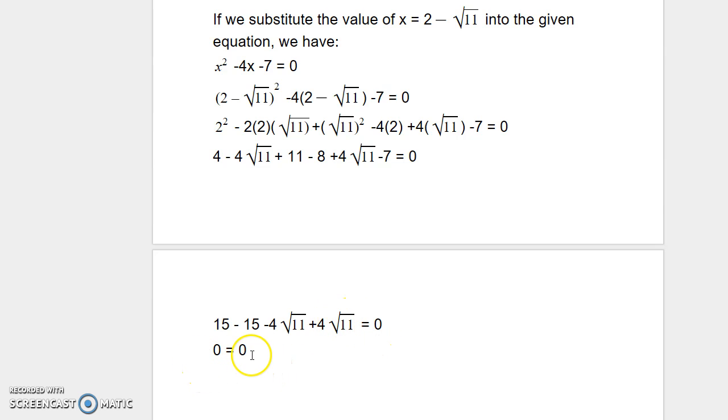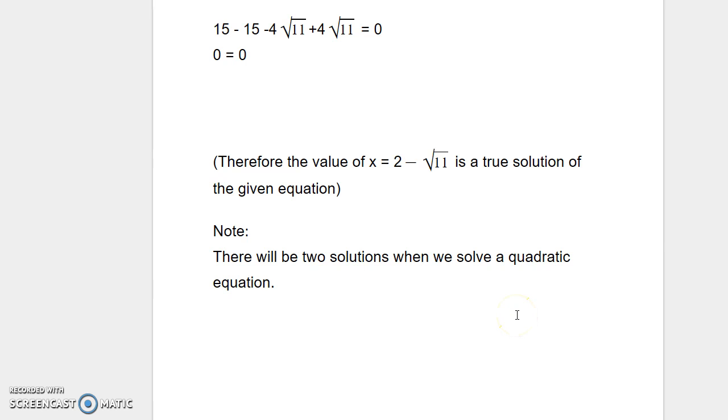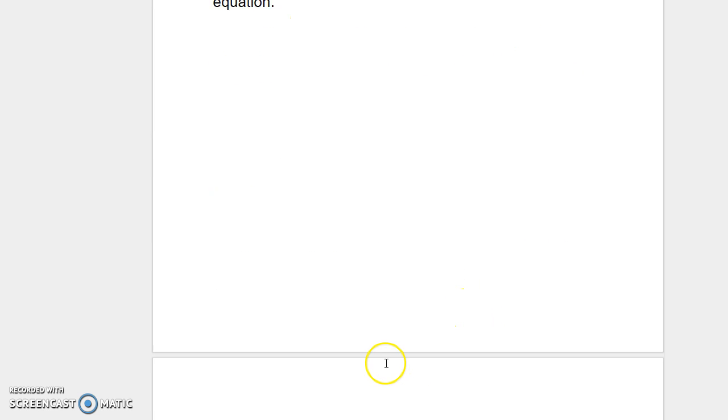So therefore, the left-hand side is exactly equal to the right-hand side, and therefore, the value of x equals 2 minus square root of 11 is a true solution for the given equation. So therefore, there will always be two solutions when we solve a quadratic equation. Let's look at another example.